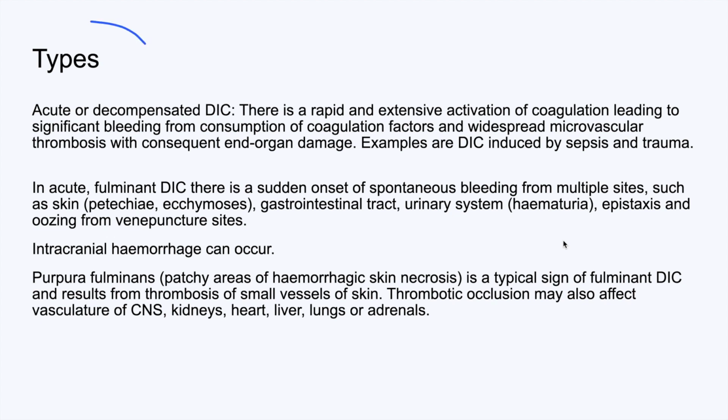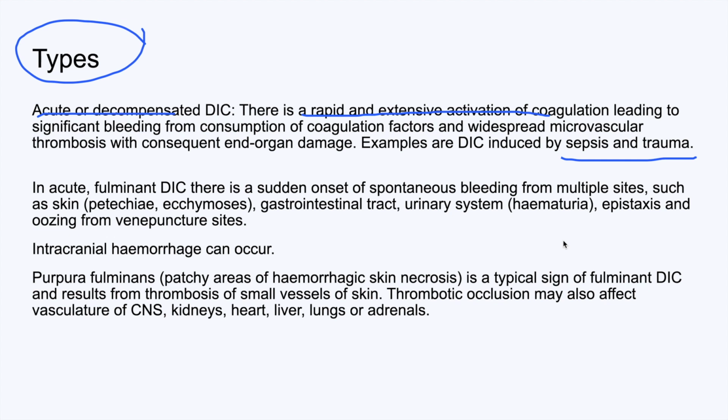Now we are going to the types of DIC. There are two types of DIC. First is acute, also known as decompensated DIC. Then you have your chronic form. As the name suggests, a rapid and extensive activation of coagulation will occur here. So this is acute, and this will lead again to consumption of coagulation factors and widespread thrombosis, causing end organ damage. So the examples of acute are sepsis, trauma. These lead to acute type of DIC. Obstetric causes, such as amniotic fluid embolism, will also lead to acute type of DIC.